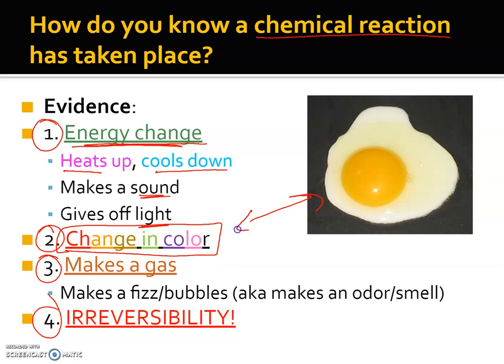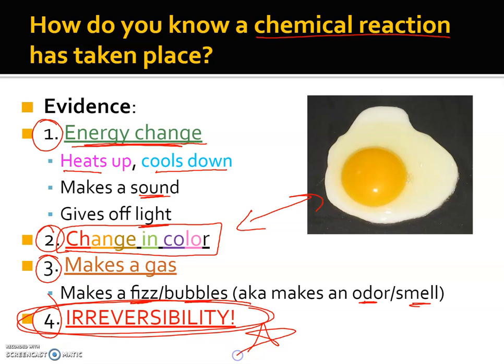Okay, how can you tell the difference between raw eggs and cooked eggs? Well, the color change. It goes from opaque to that white color, all right? It makes a gas, and gases are fizzes, bubbles, a smell, something like that. But the biggest way to tell is irreversibility. You can't go back. And that, ladies and gents, is chemical reactions.